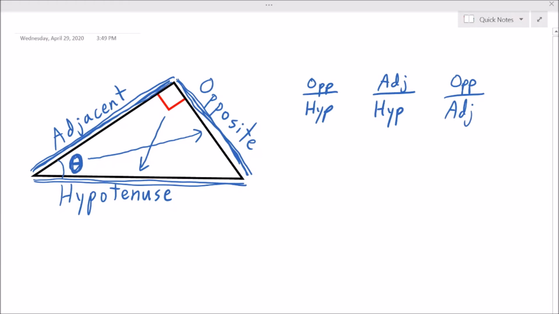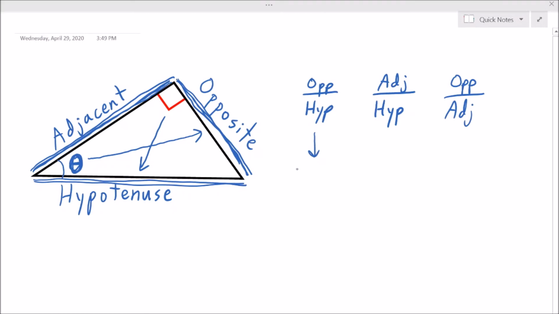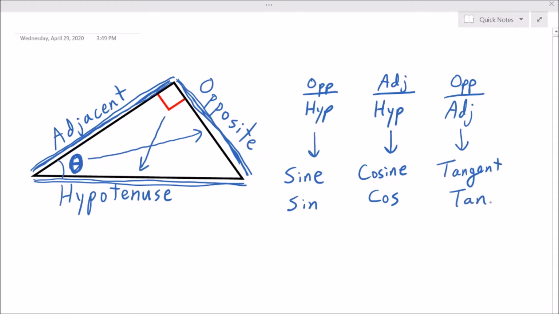And they gave different names to these ratios. So opposite over hypotenuse is called sine, or SIN for short. Adjacent over hypotenuse is called cosine, or COS for short. And opposite over adjacent is called tangent, or TAN, tan for short.